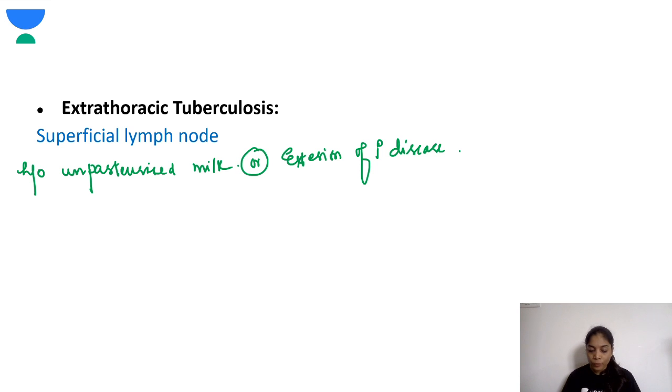Now one of the things you see in these lymph nodes is that they will be matted. They'll be fixed to the surrounding structures, so you cannot move them. Generally a lymph node will be easily movable, but these lymph nodes will be fixed to the surrounding structures.